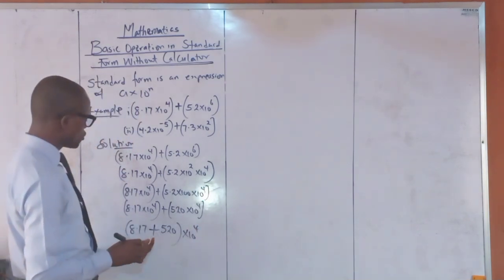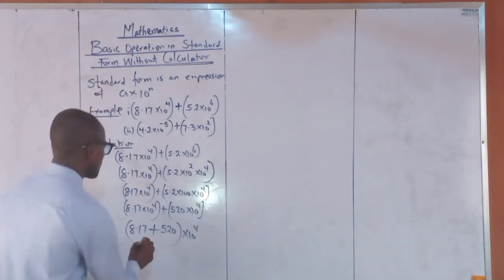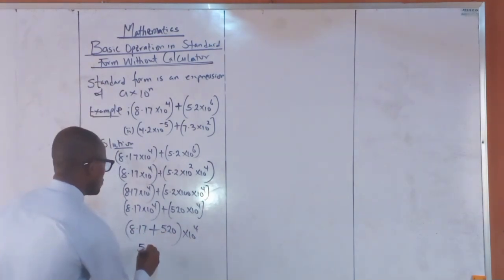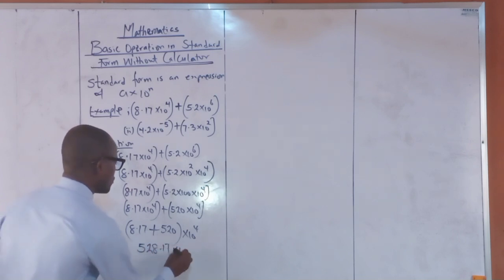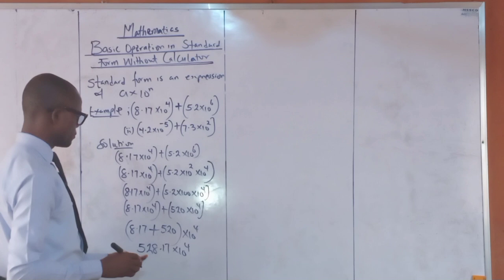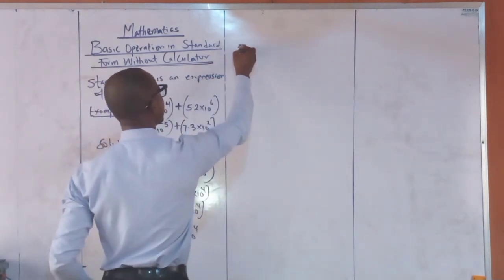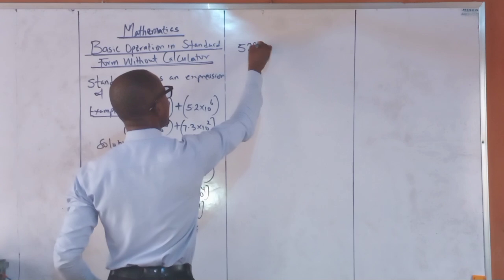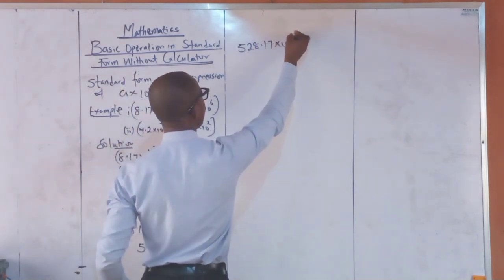Now, what we have to do is add these two together. And that gives us 528.17 times 10 to the power of 4. Now, let's bring it up here. We now have 528.17 times 10 to the power of 4.